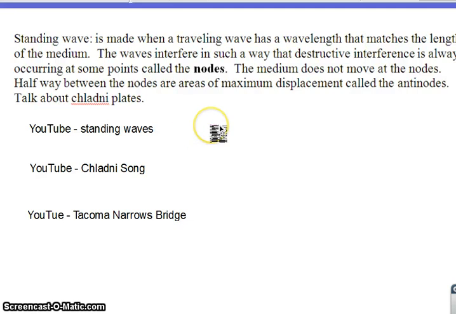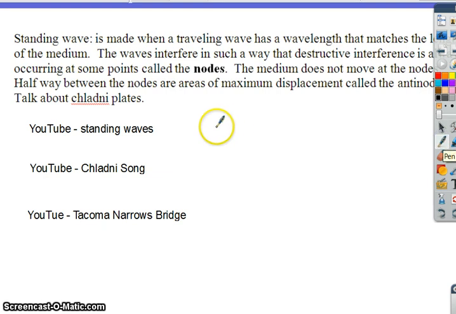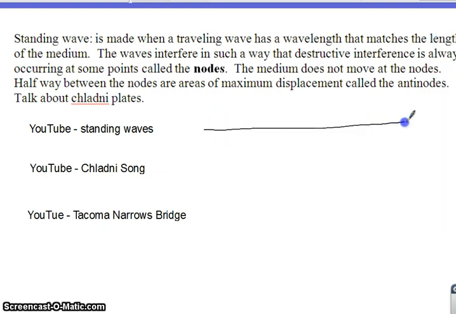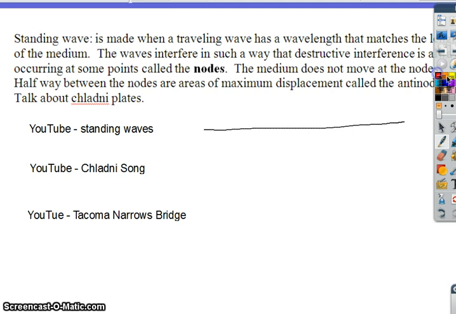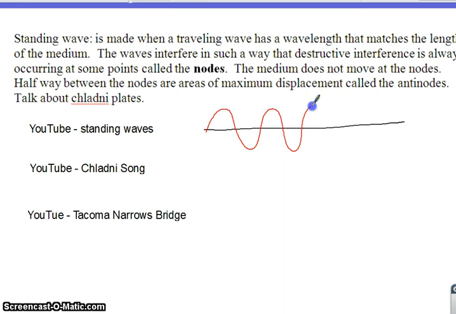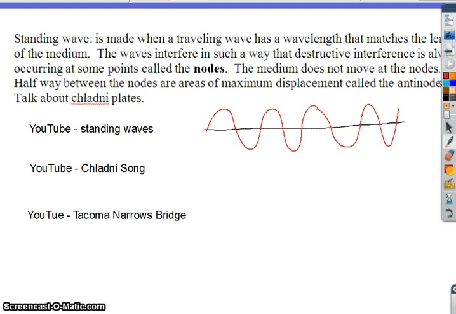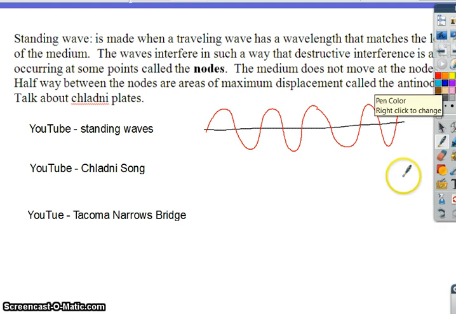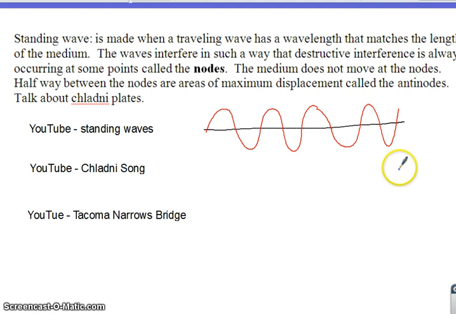So again, when I have a standing wave, I've got my material, and from one end of the material is being sent a wave that's traveling down. And from the other end, I'm going to do my best to draw this.